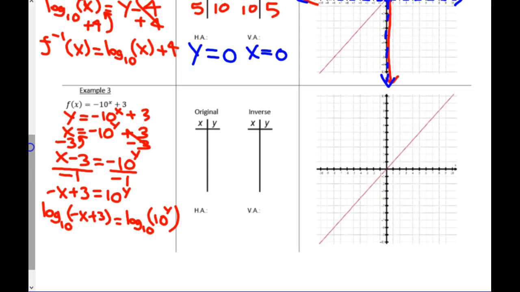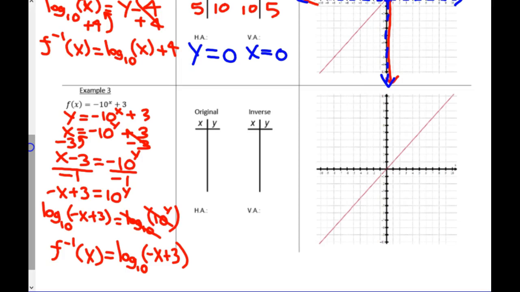And why did I do the log 10? To get rid of the 10. That way y would come down. Timber. So log 10 and 10, cross them out. Y comes down. So let's just write the final form here. F inverse of x equals log base 10 of negative x plus 3.